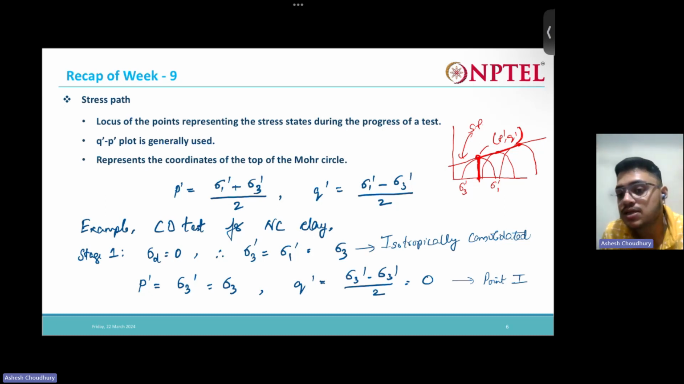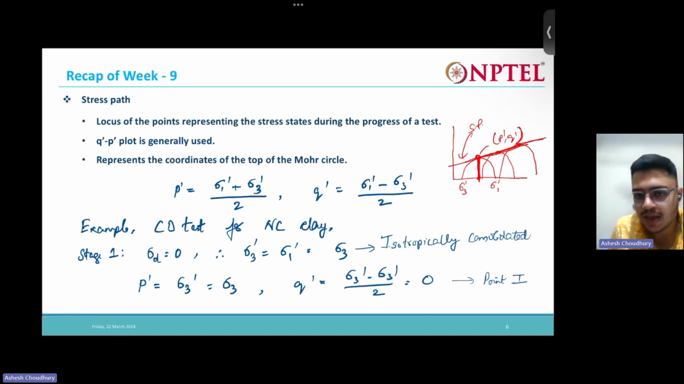Remember that these points are not the tangent points. These points join the top point of the Mohr circle. These are not the tangent points. This line does not connect the tangent. This line is not the common tangent.